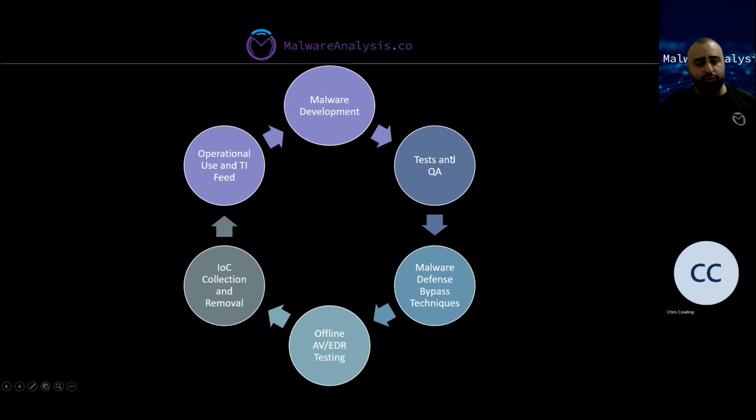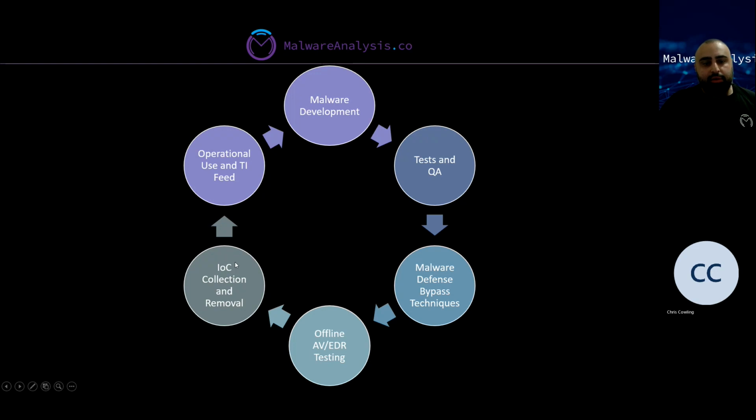Of course, after you do the testing and QA, you need to implement some malware defense bypass. If you need to evade some EDR or bypass some antivirus, you need to do it as part of your code or part of a loader or a downloader malware or whatever. It very much depends on the project and on the goals. Then you do offline antivirus and EDR testing. Basically, you take the antivirus agent and test your malware against it, because before you attack your network or try to achieve your goal, you want to be sure and test your malware against those antivirus products or EDRs.